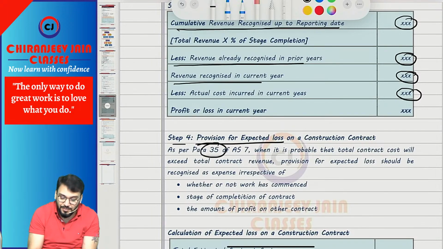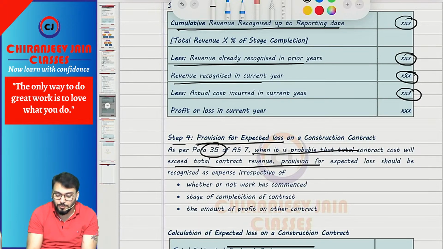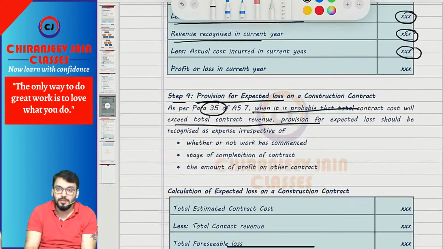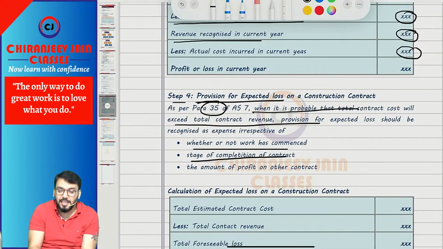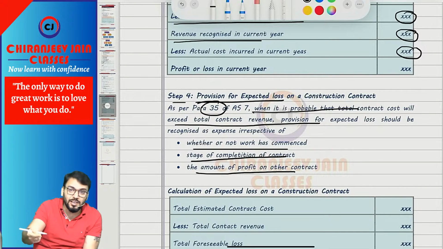Then step number 5 is provision for expected loss in a construction contract. As per para 35, when it is probable that total cost will exceed total contract revenue, provision for expected loss will be recognized irrespective of whether or not work has commenced. Even though work has not commenced, we will recognize the entire loss, irrespective of stage of completion of the contract and the amount of profit in other contracts. Even though you have some profit in other contracts, you still recognize the loss or provision for this particular contract.